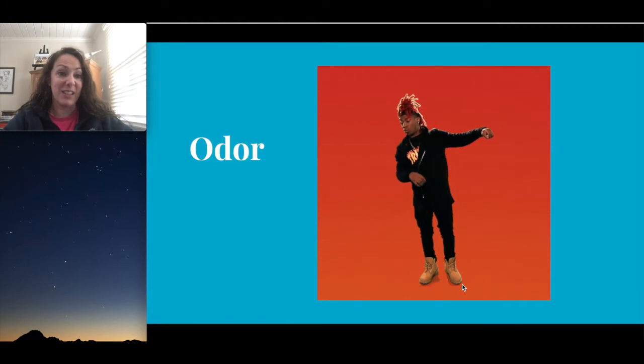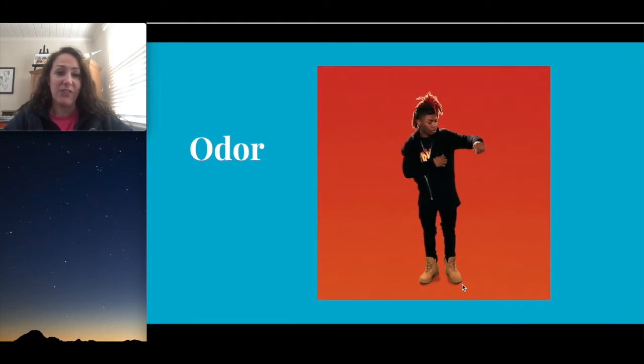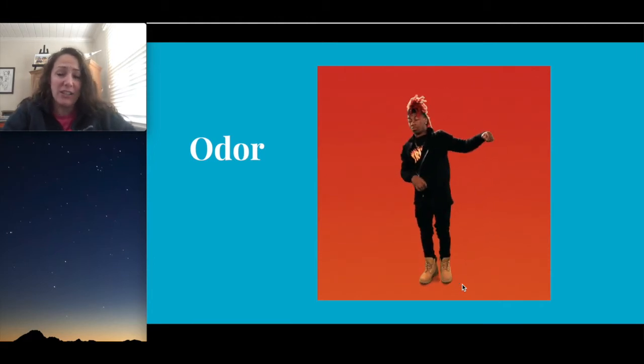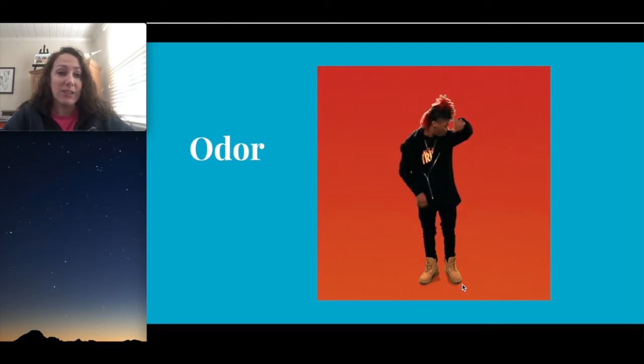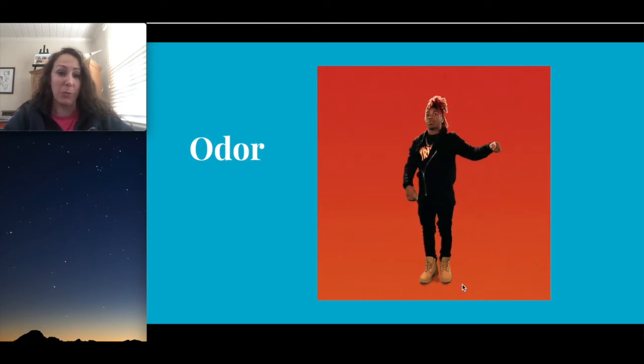Odor. This one's plain and simple. If it's stinky, if there's a smell, if it smells good, however it smells, the presence of an odor is a physical property.